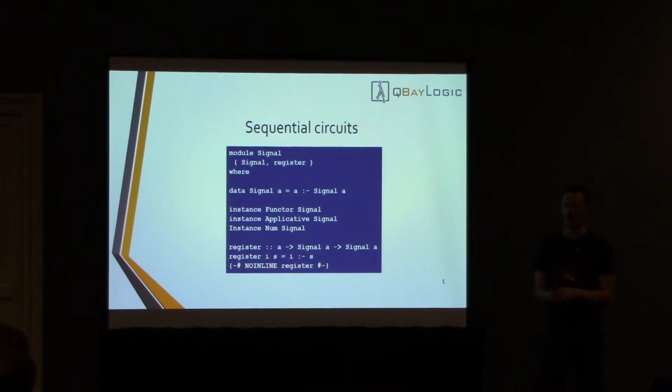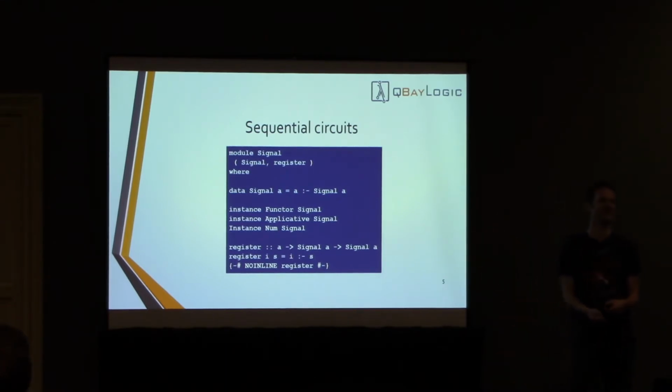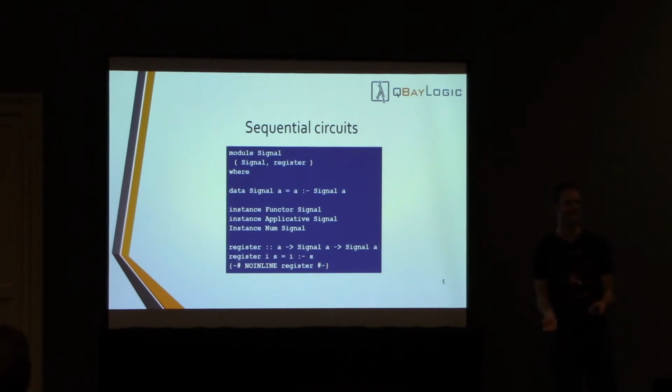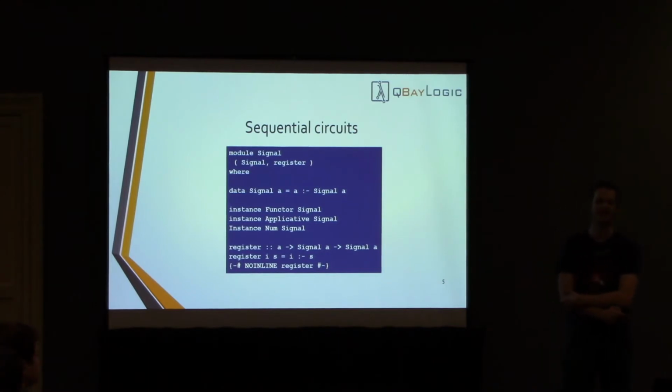If you look carefully, and this is what the user gets, you cannot, as a user, get to the constructor of streams. You only get the type constructor, not the data constructor. And register is NOINLINE. I don't want GHC to inline register either, because I'm going to recognize it and put an actual memory element there. And you'll see later why it's also very important that you don't get access to the constructor.